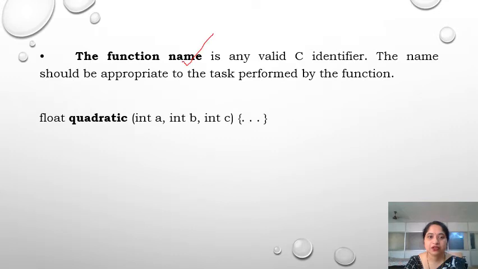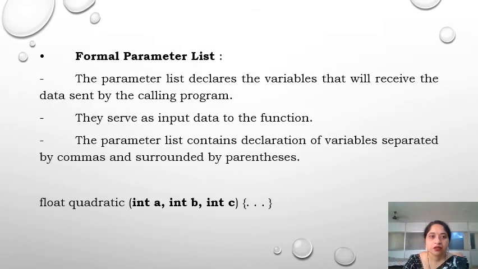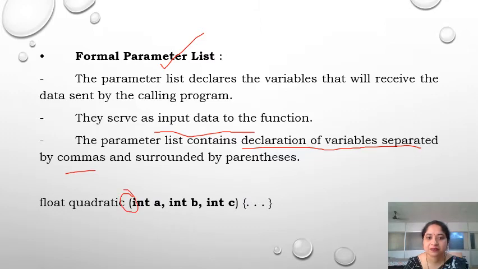The second component of the function header is the function name. The function name is any valid identifier. The name should be appropriate to the task performed by the function. You have to give some meaningful name for the function. The formal parameters: the formal parameter list declares the variables that will receive the data sent by the calling program. They serve as input data. The parameter list contains the declaration of variables separated by commas and surrounded by parentheses.